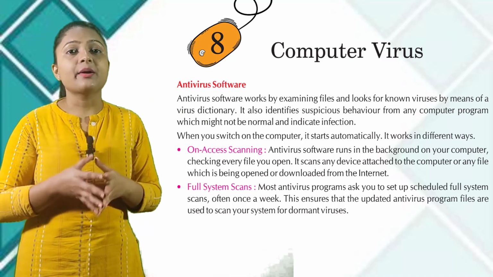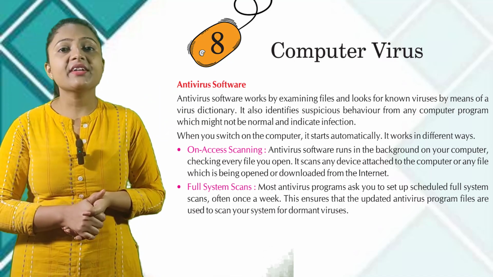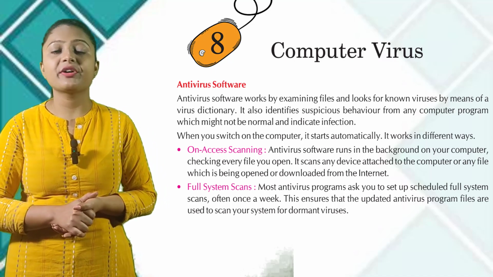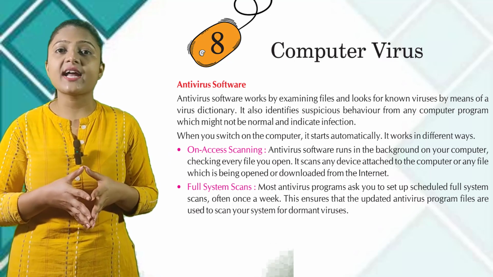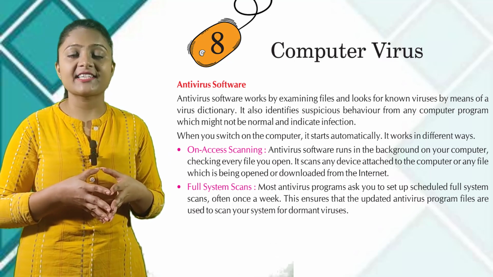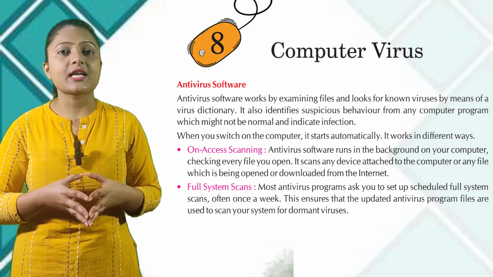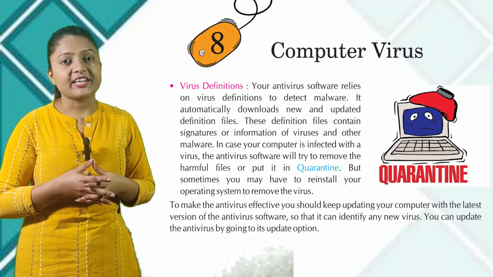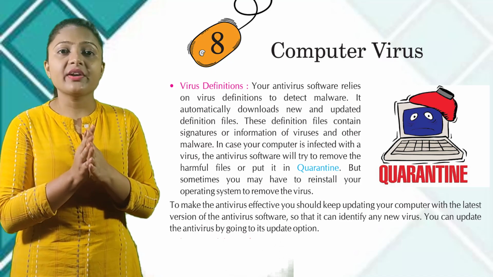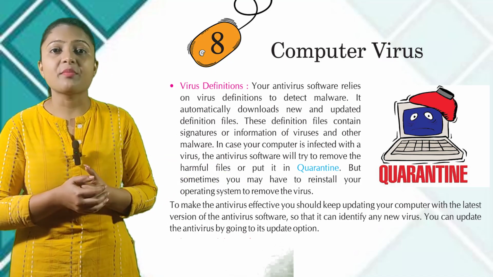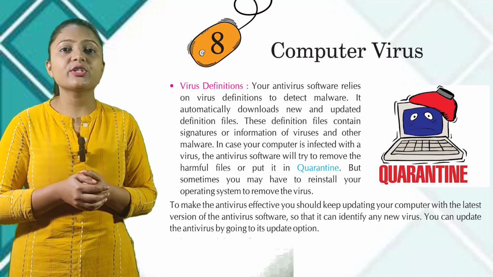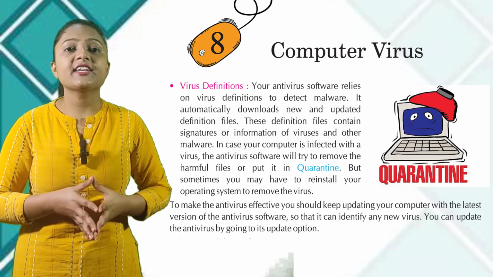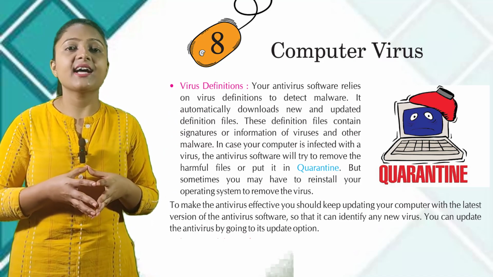Second, full system scans. Most antivirus programs ask you to set up scheduled full system scans, often once a week. This ensures that the updated antivirus program files are used to scan your system for dormant viruses. Next, virus definitions. Your antivirus software relies on virus definitions to detect malware. It automatically downloads new and updated definition files. These definition files contain signatures or information of viruses and other malware.